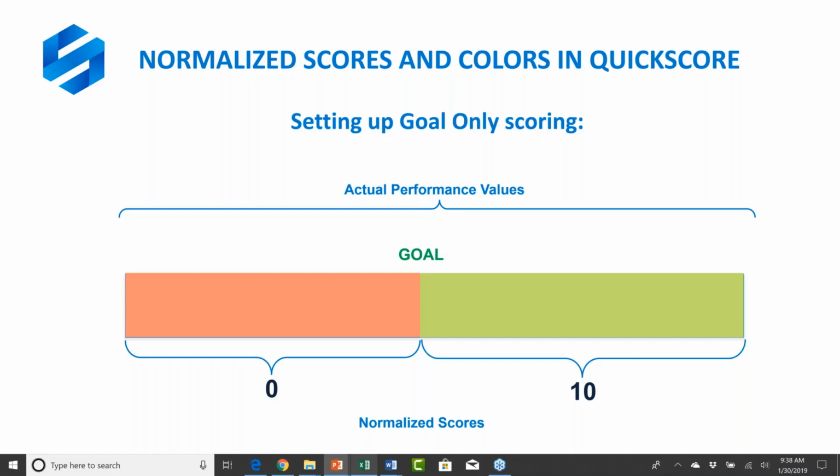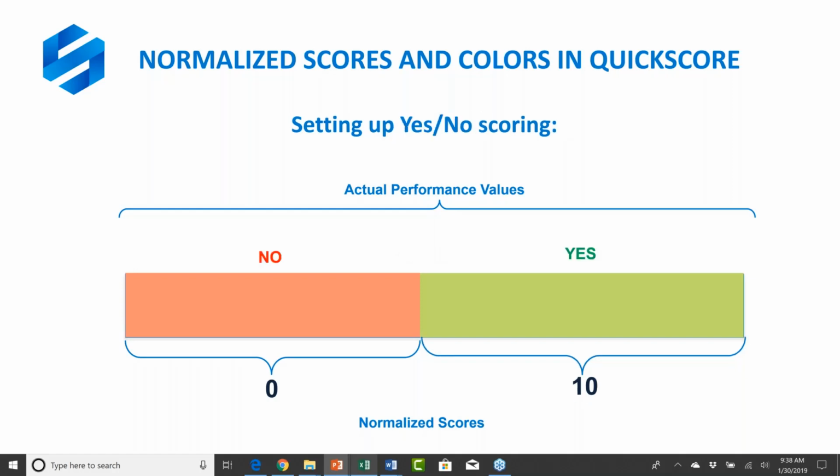You define a goal. If that goal is met, it is scored as 10. If it's not met, it's scored as 0. The yes and no scoring, again, is binary in nature. You set it up so the response is either going to be yes or no. If the response is yes, it gets a score of 10. If it's no, 0. No middle ground, no gray area here between the goal and goal only or the yes and no scoring.